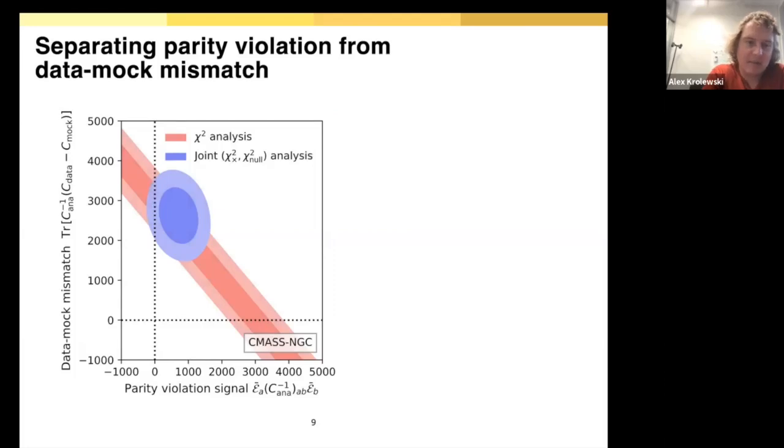We can visualize the ability of our new analysis to break the degeneracy between parity violation and data mock mismatch. The red contours display the previously used chi-squared analysis, and here parity violation and data mock mismatch are entirely degenerate, hence leading to the diagonal line. In our work, we can break this degeneracy by constructing both chi-squared cross, sensitive to parity violation, and chi-squared null, sensitive to data mock mismatch. And as you can see from the blue contour, our analysis favors a much reduced detection significance of parity violation and a strong detection of data mock mismatch.